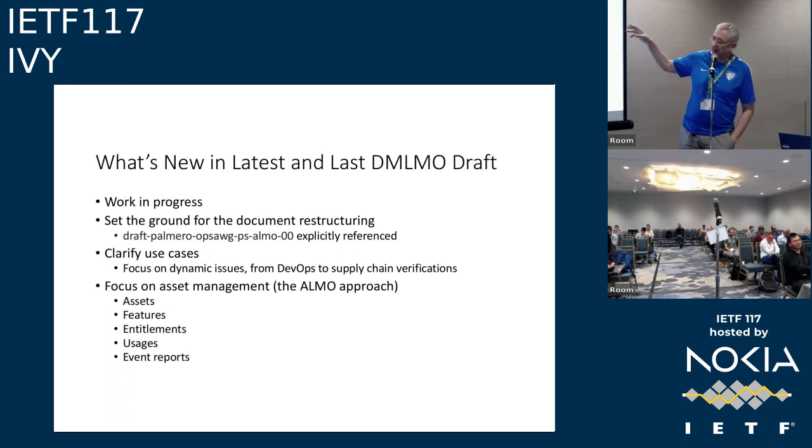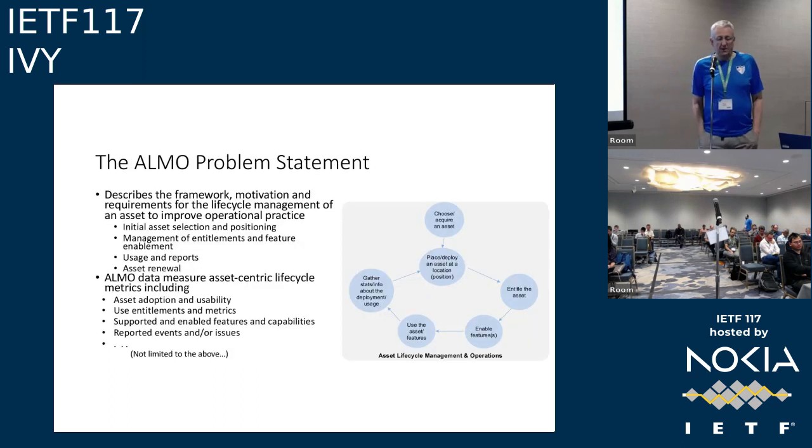But we have already connected directly with the problem statement and information modeling document that is available. We are trying to clarify the use cases to focus very much on dynamic issues, on life cycle management, and to be clearer about the focus on asset management and how the life cycle of those assets is applied. And this is the list of elements we are considering right now: assets, features, entitlements, usages, and event reports. We will see this in the next one. Can you move? Which is about the problem statement.